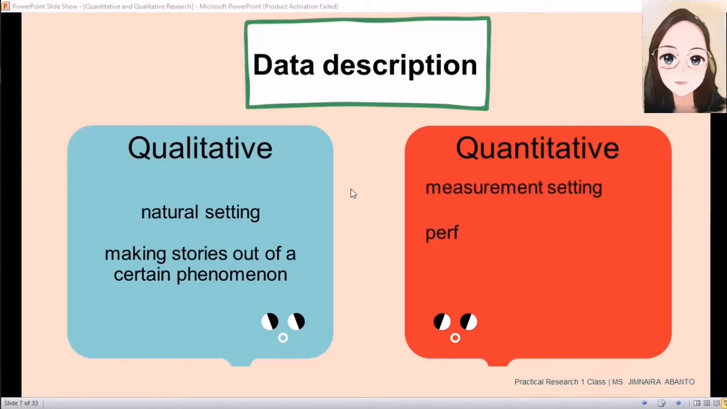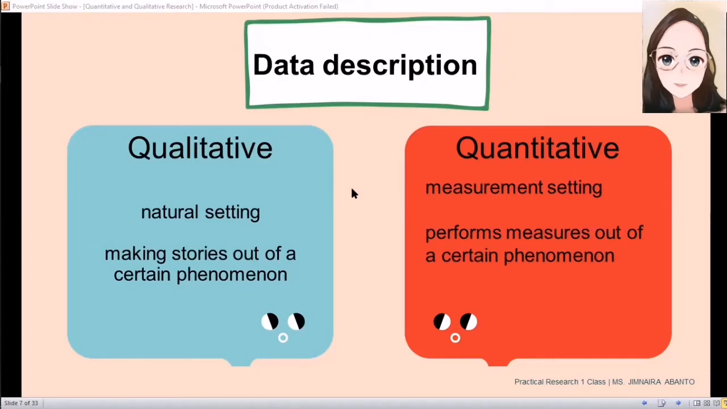While in quantitative research, measurement setting, it performs measures out of a certain phenomenon. In quali, it is making kwento. In quanti, or quantitative research, it is doing kwenta out of a certain phenomenon. So close-ended questions are employed. Numbers, scales, hypotheses, calculation, computation, and statistics are applied in quantitative research.